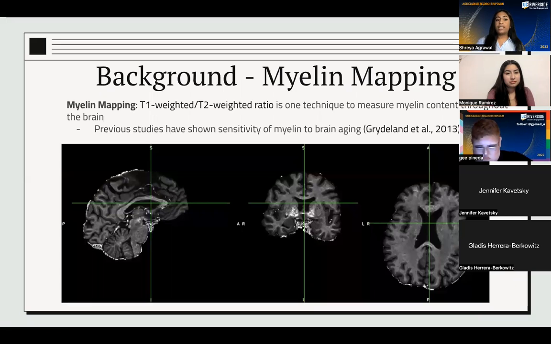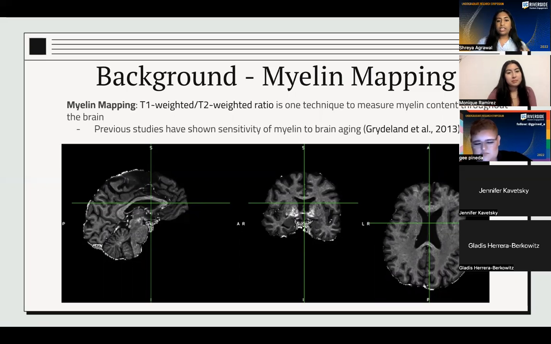Some background on myelin mapping. Myelin mapping is a technique that is used to measure myelin content throughout the brain. There are several ways to create this myelin map, but one of them is the T1 weighted, T2 weighted ratio. We chose to use this specific myelin mapping method just because it is the most accurate and it is a quicker way of generating it than other techniques out there.